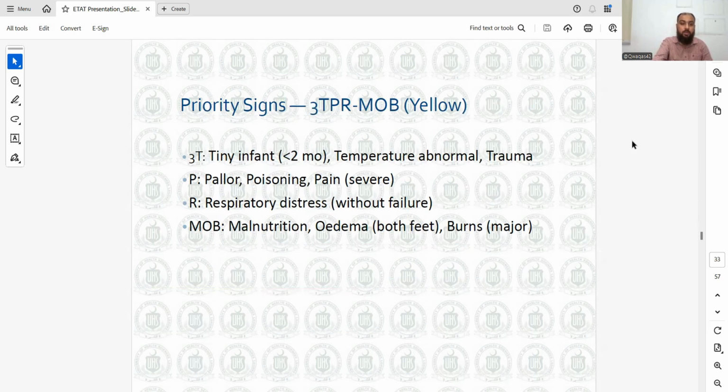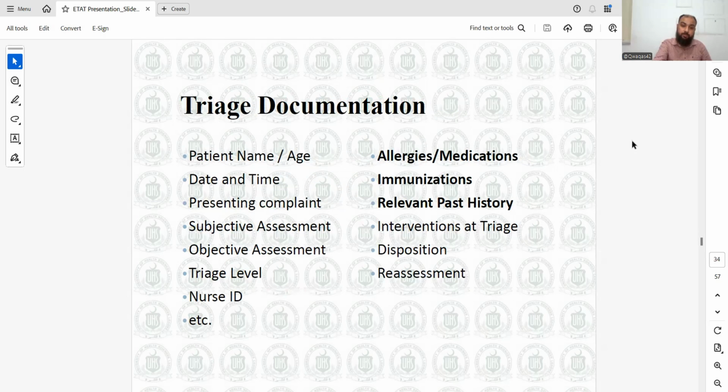Priority signs: the 3 T's. Tiny infant less than 2 months, temperature abnormal, trauma, pallor, poisoning, pain severe, respiratory distress without failure, malnutrition, edema, both feet burns.